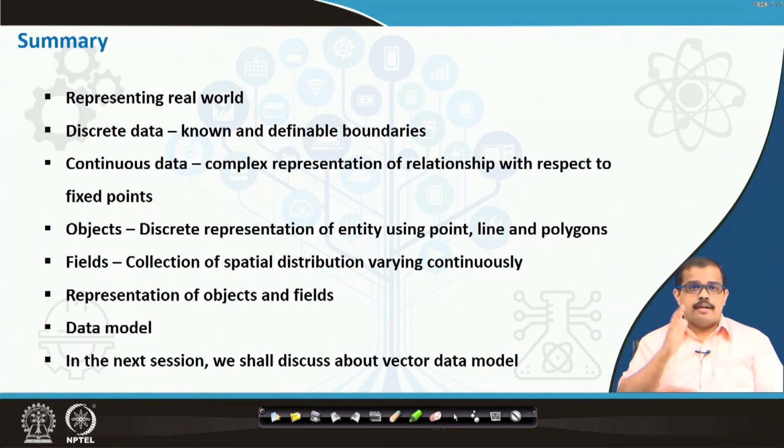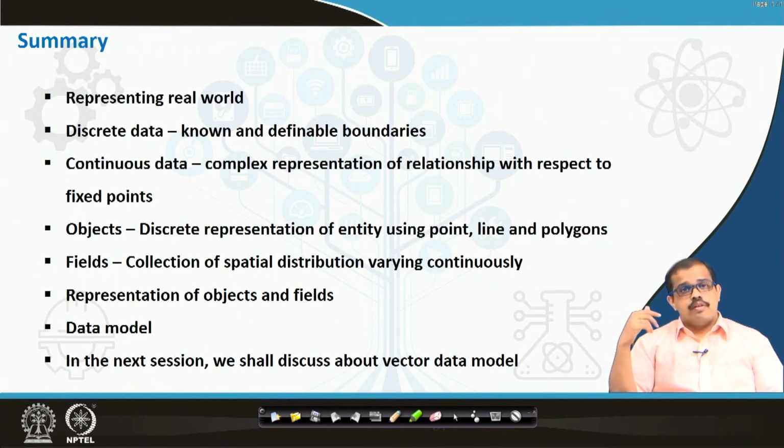We looked at how we represent objects and fields. Objects are represented as point, line and polygon. In fields, the same point, line and polygon are there, but the representation is as a number of pixels. Okay. If it is a point, it may be a single pixel or many pixels around it, whereas a line is a collection of pixels in a particular way, and if it is a polygon, it is an area and a collection of pixels.